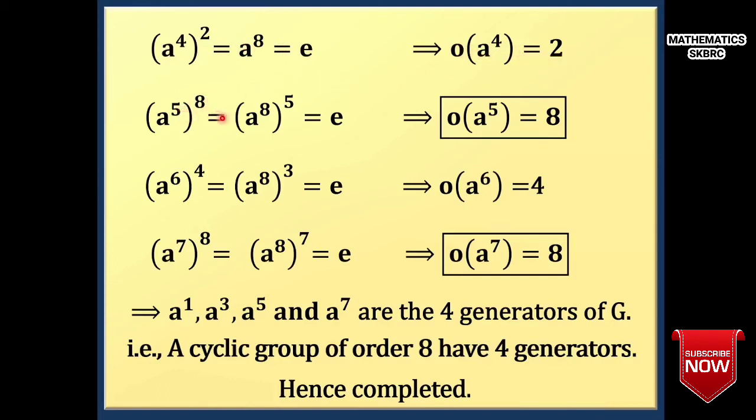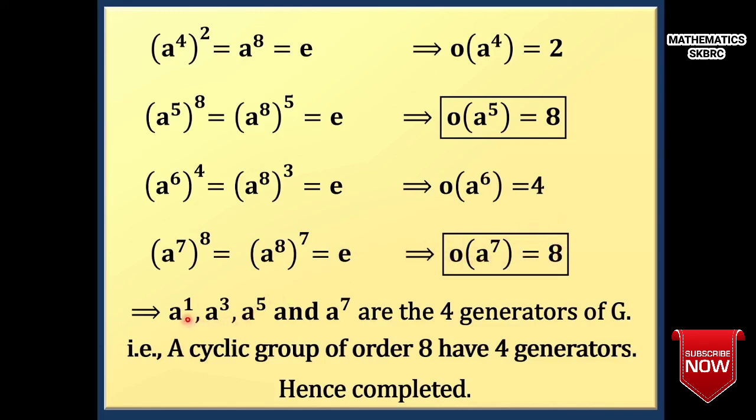A power 5 whole power 8 is equal to A power 8 whole power 5. Interchanging the powers, we get A power 8 is equal to E, that gives E power 5 is E, that gives order of A power 5 is 8. A power 6 whole power 4 is A power 24, that is A power 8 whole power 3, that is equal to E cube is E, that gives order of A power 6 is 4. A power 7 whole power 8, that is equal to A power 8 whole power 7, that is equal to E power 7 is E, that gives order of A power 7 is 8.